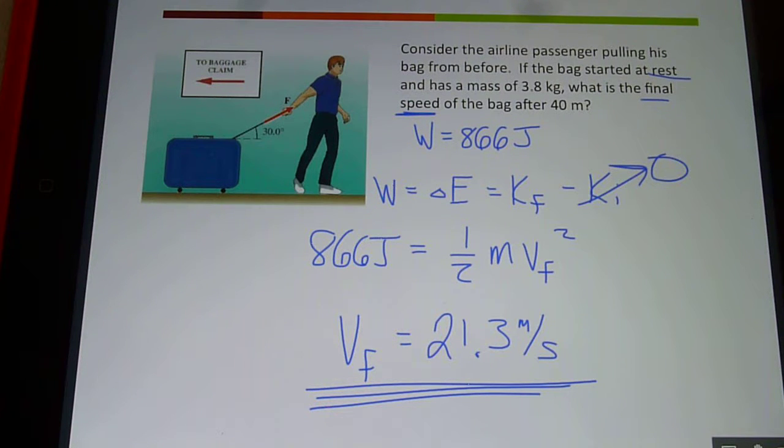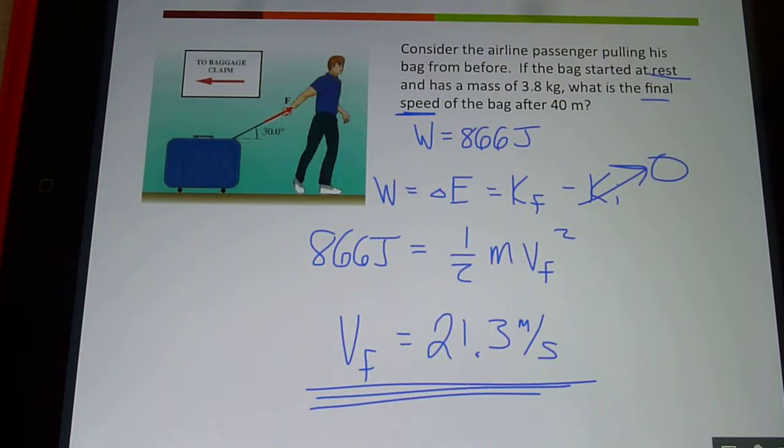The problem here is that we haven't talked about friction yet. So we're allowing this person to keep going faster and faster and faster. This is one of those frictionless examples, and over 40 meters we probably would have reached a constant velocity early on and maintained that constant velocity. So we didn't factor that in here.